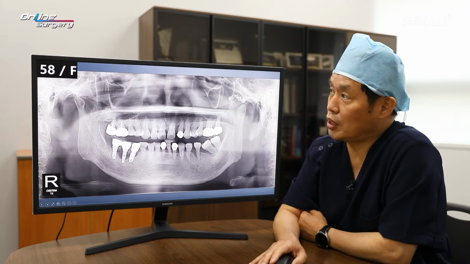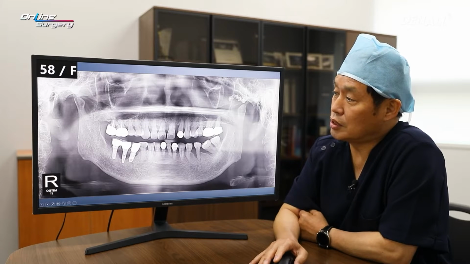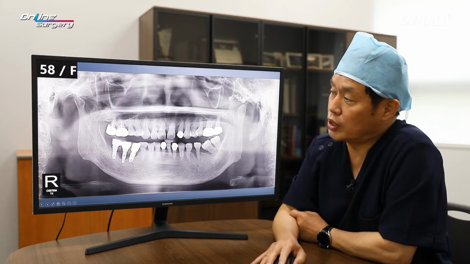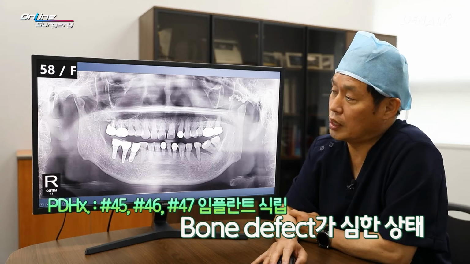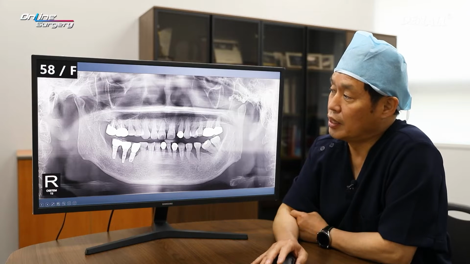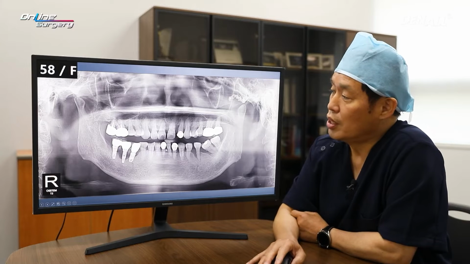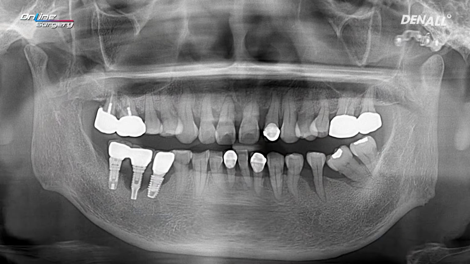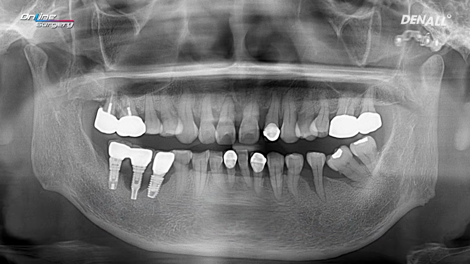First, let's look at the panoramic image. 58-year-old female patient. Lower right, posterior area, implants are placed, but the one in the middle, there's a lot of bone resorption and it doesn't look very good. However, the patient is saying that she's not facing any major discomfort and her chief complaint is lower left posterior area. There's a lot of mobility and pain and she wanted to solve this.